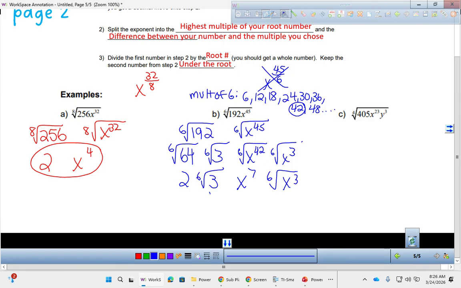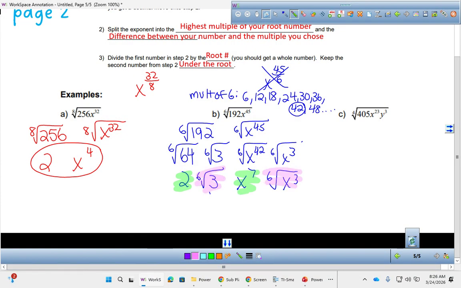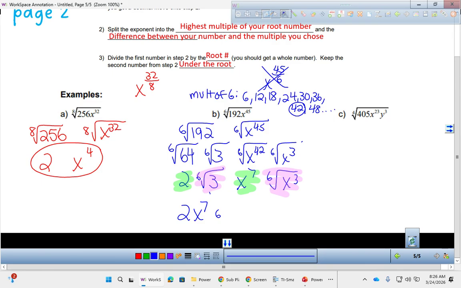My final step here is just going to be to reorder. So I'm going to take these and write them together, and then these, and write them together. So it's going to be 2x to the 7th, 6th root of 3x to the 3rd. I'm not going to check this in the calculator, but I could. All right, so just to save time, I'm not going to do that. All right, one more.